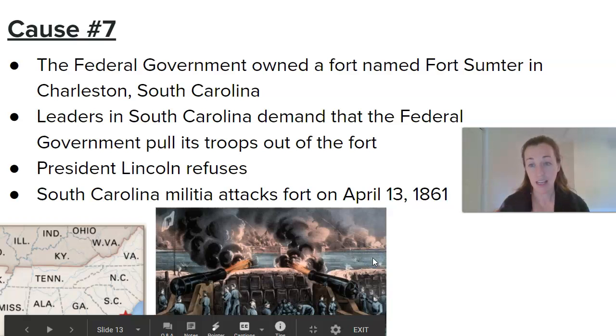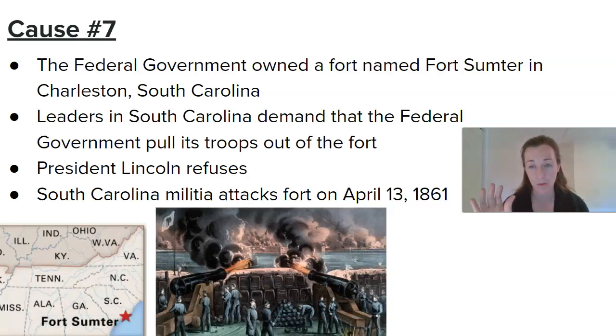And here, the last cause. This would be the flashpoint. So all of the kindling had been set. All of the wood was stacked. There was a lot of fiery opposition, and there was already much talk of war. But war has to start somewhere. And it started with a battle here, the attack on Fort Sumter.